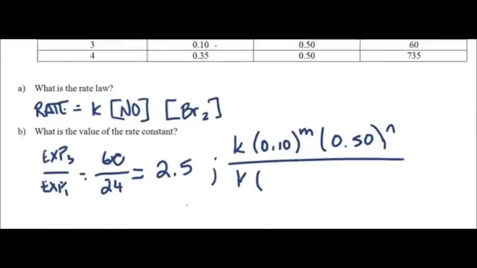0.1. And in experiment 1, that is 0.2. So again, cross off anything that is the same. So the K's.